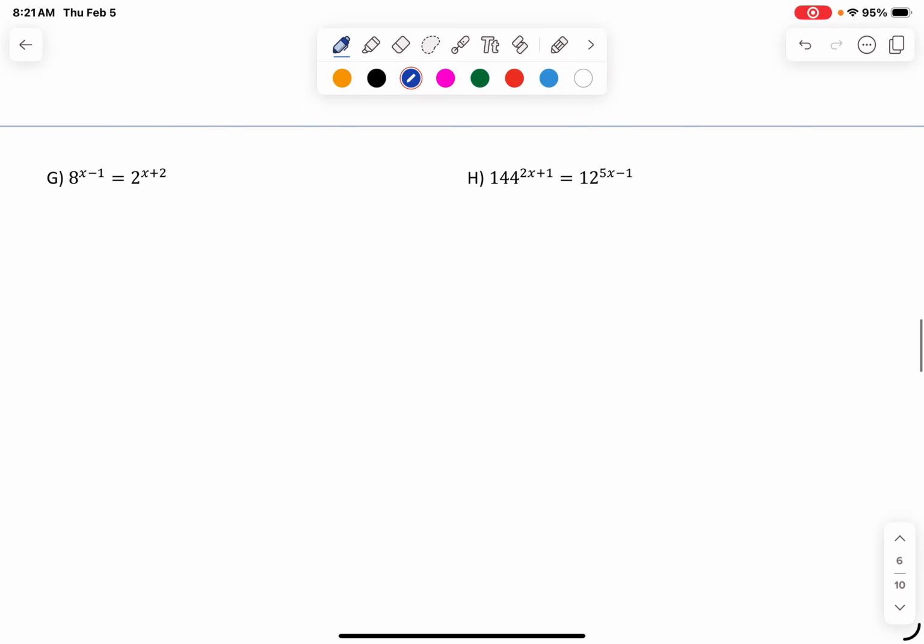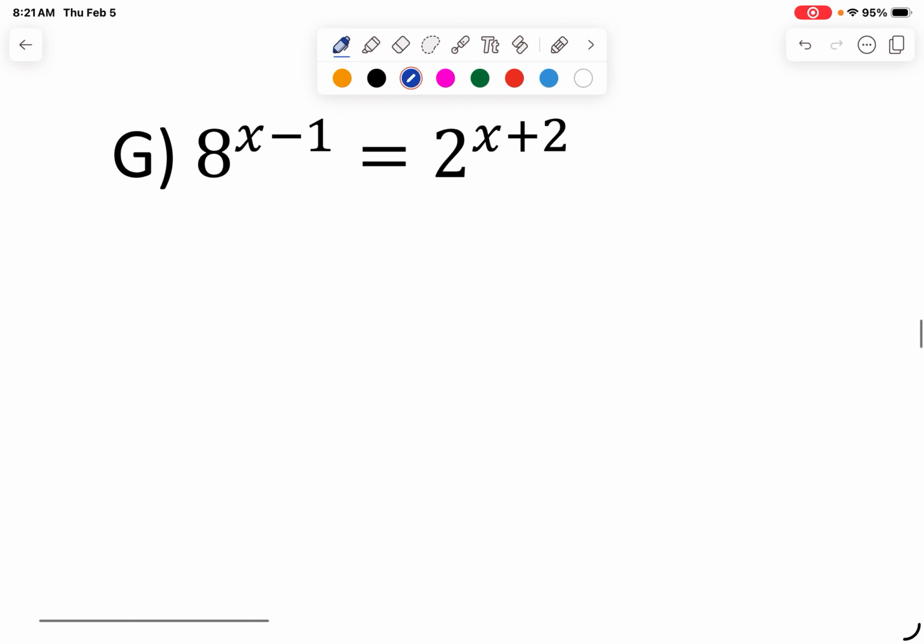Let's go back to ones that are not calculator because that's the more important one. Anyone can use a calculator, but not everyone knows how to solve these. Okay, look at your bases. 8 and 2. Yes, we can do that. That's 2 to the 3rd power.